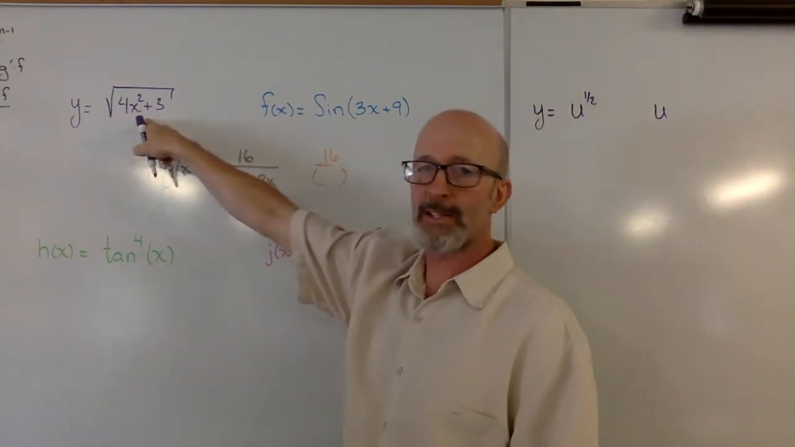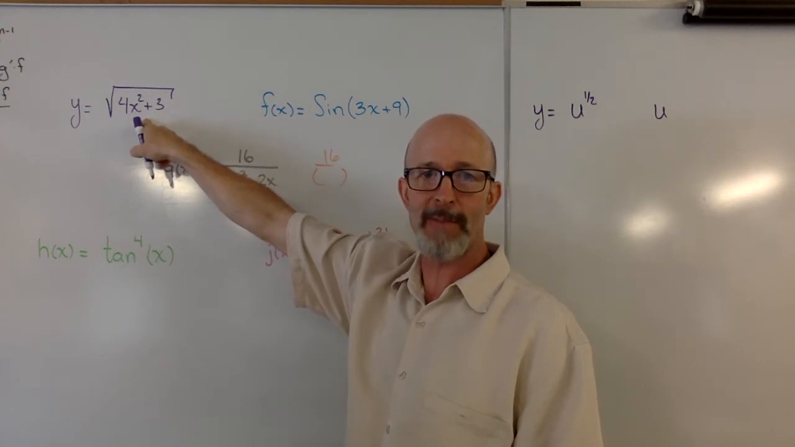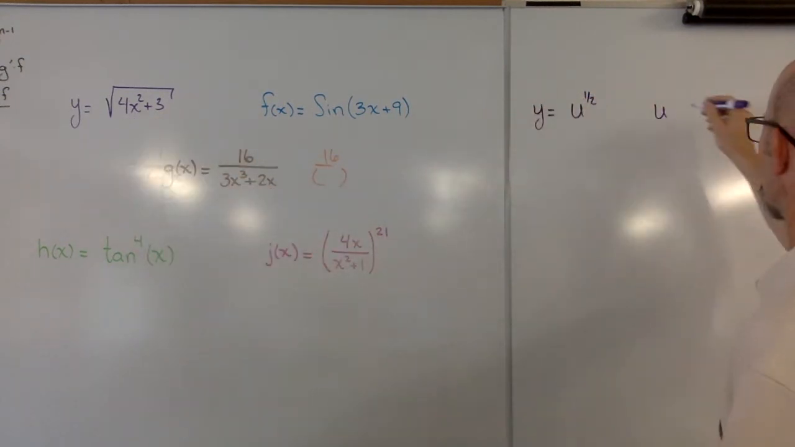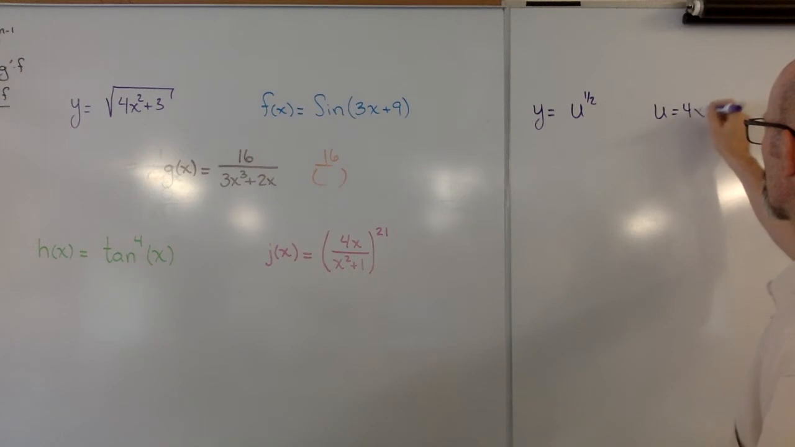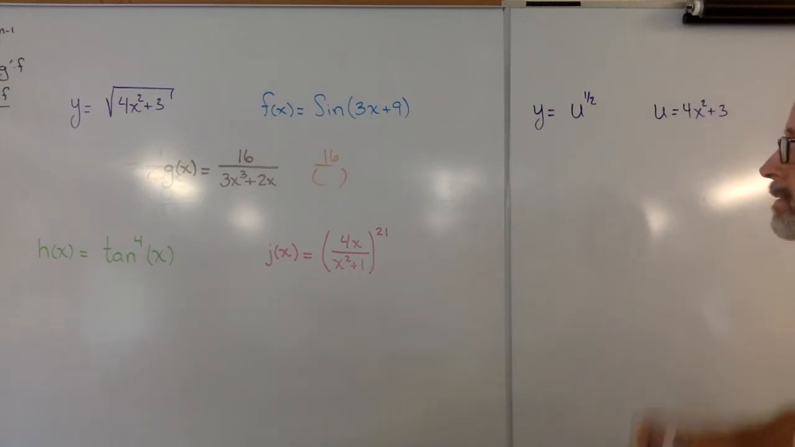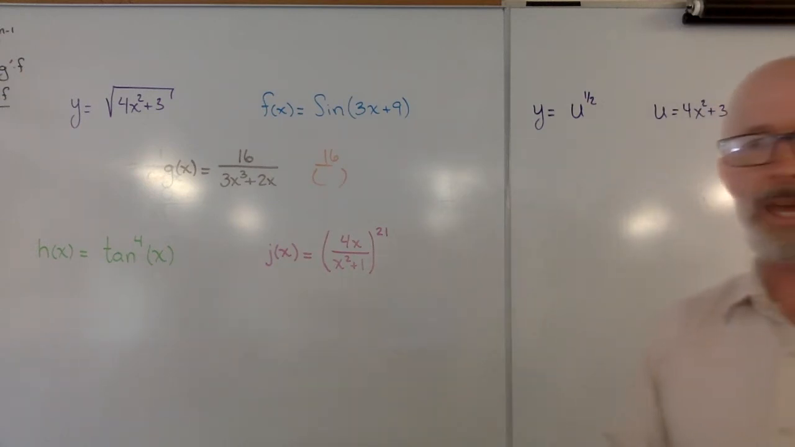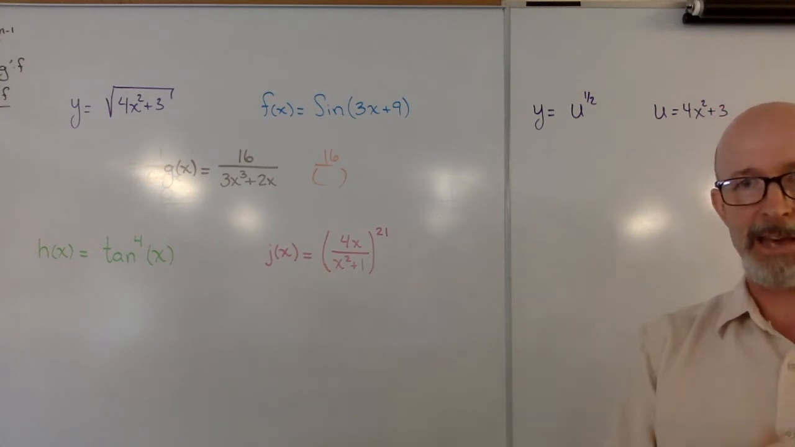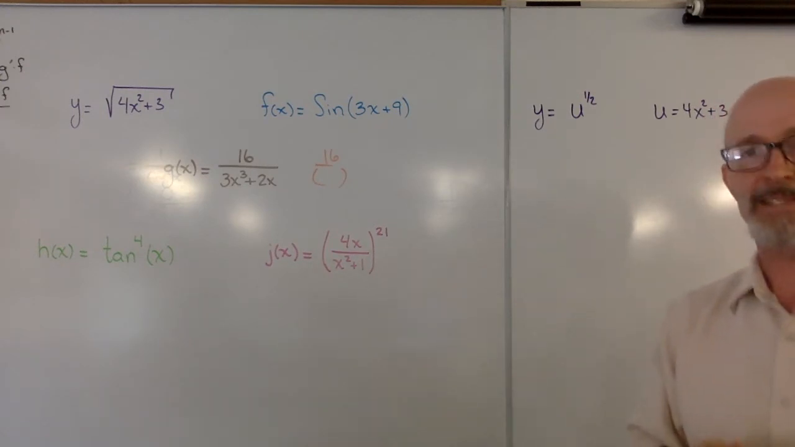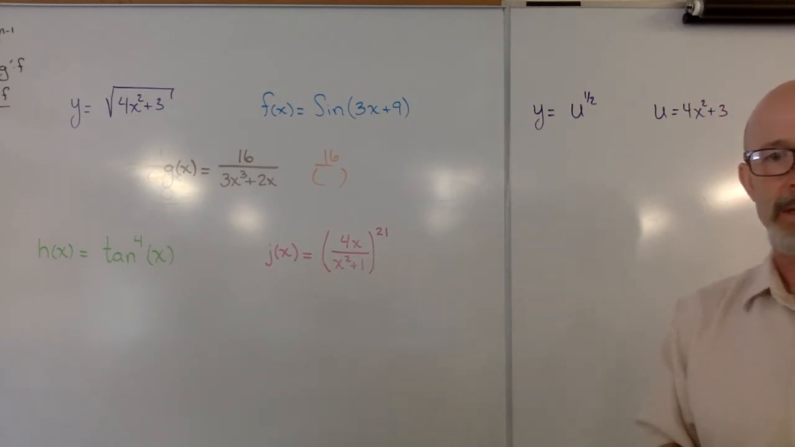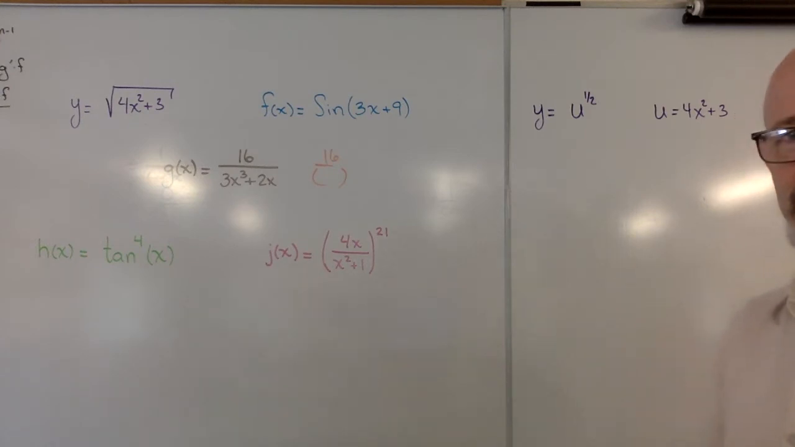Well, over here we've got a square root function. We've got something to the 1/2 power. What is that something? What is that inside function? 4x squared plus 3. If you can break this down into the inner and the outer functions, this is going to be a piece of cake. Now, take the derivative of each of these individually, like this.